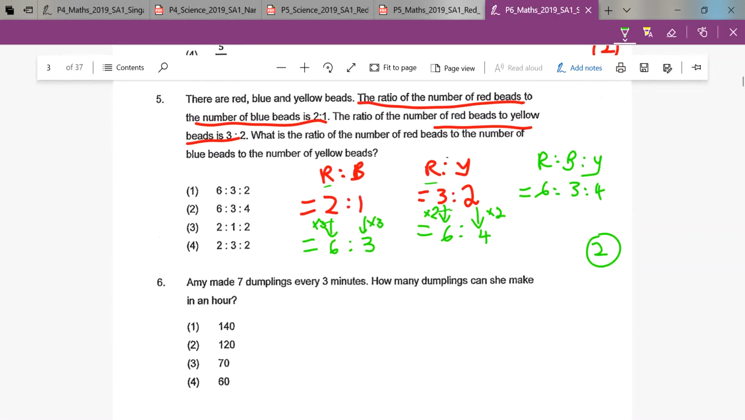Basically, to recap, you need to make whatever has been compared twice the same, alright? Because the rate hasn't changed from the start to the end.